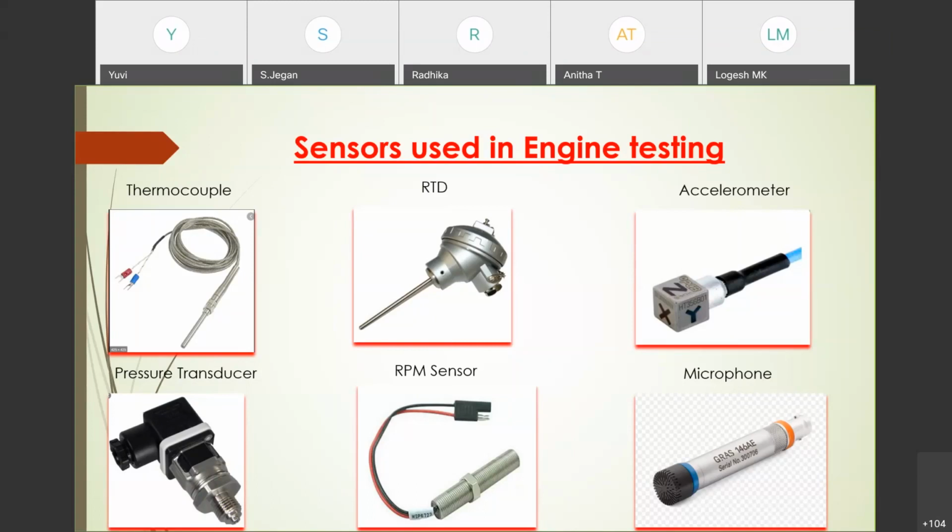The next sensor I'm going to talk about is the microphone. A microphone is a sensor used to measure acoustic data or sound pressure data. Again, it has two technologies: piezoelectric and piezoresistive. When the microphone is subjected to sound pressure, we get an output accordingly. Inside the microphone, we have a diaphragm. When the sound pressure reaches the diaphragm, it vibrates, and we get the electrical output accordingly.